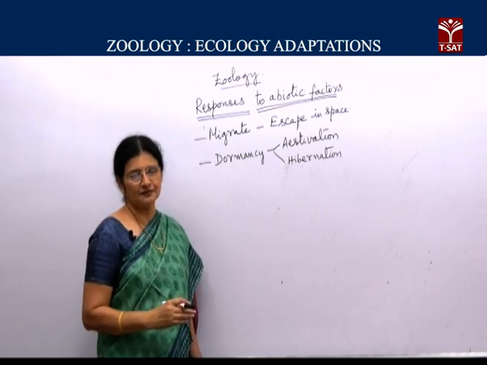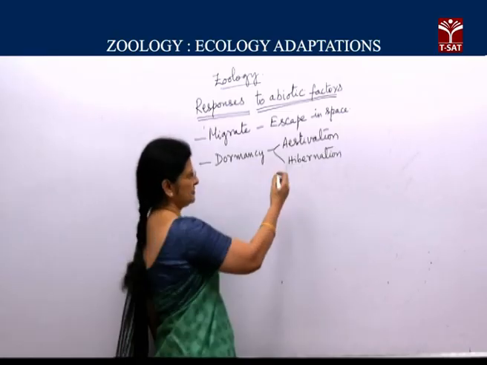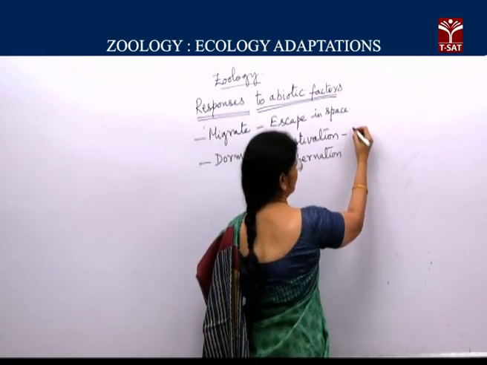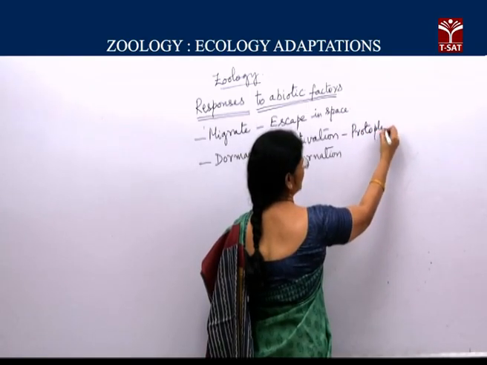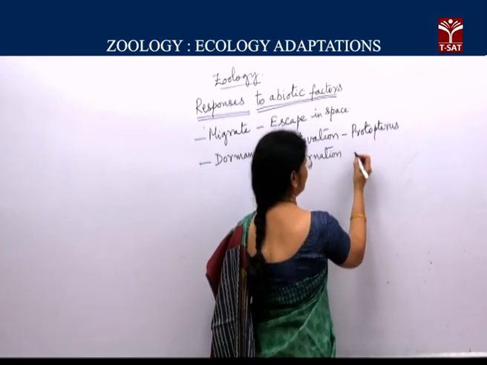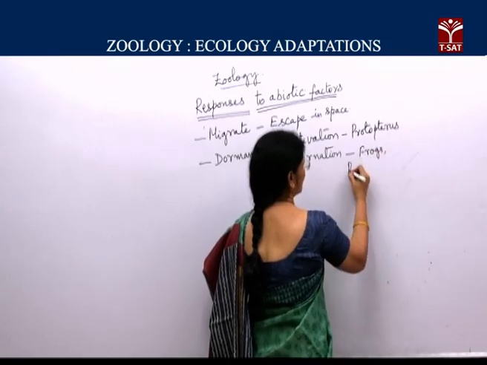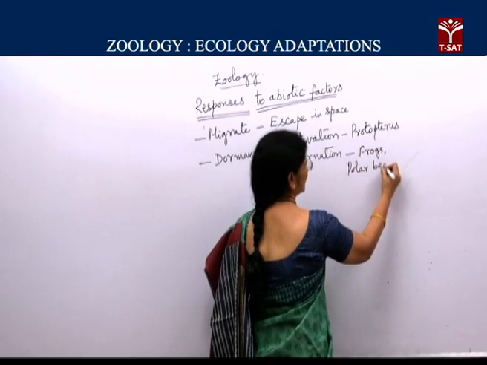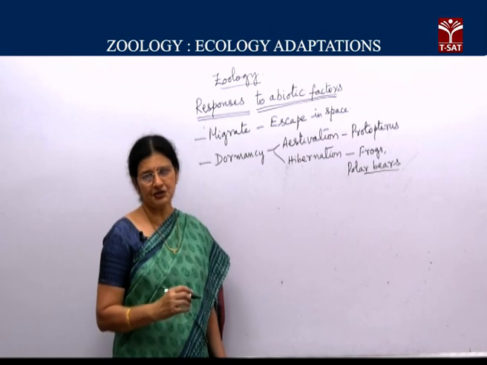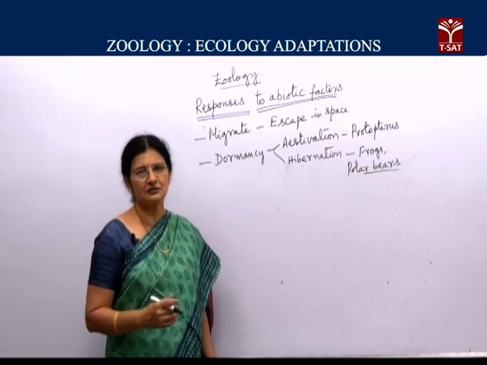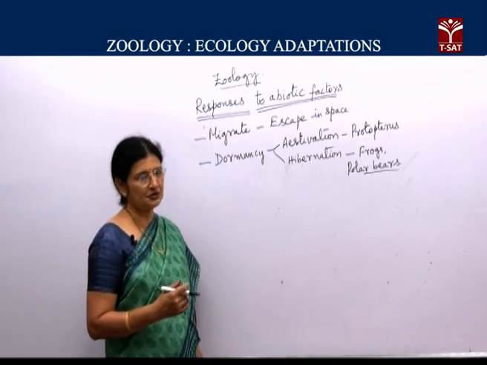By stopping their activity and covering themselves with mud, like estivation, you can take the example of frogs or Protopterus, a lungfish, which shows estivation. Hibernation is also shown by a number of frogs and polar bears. They enter into a state of dormancy. Again, when favorable conditions set in, they come out of their dormancy.